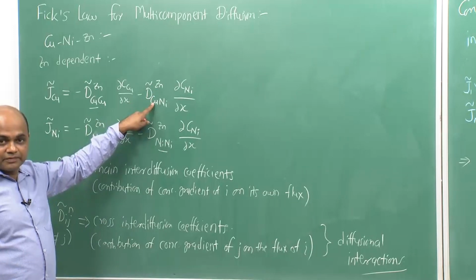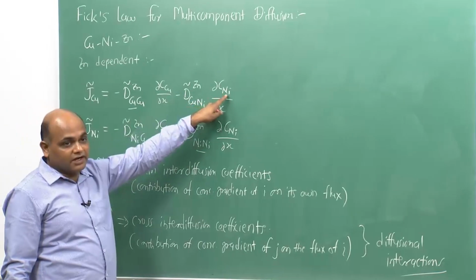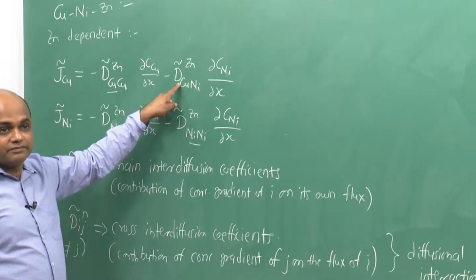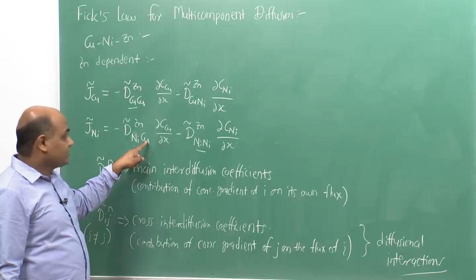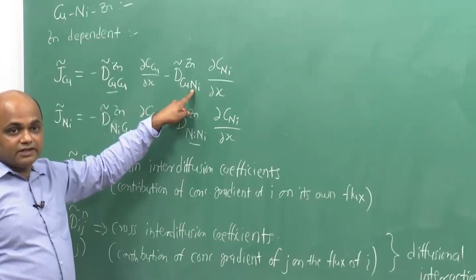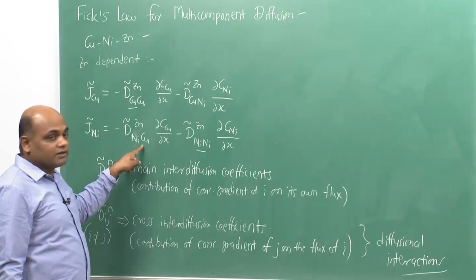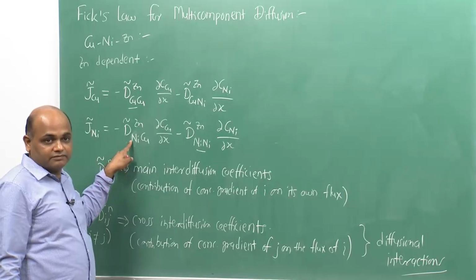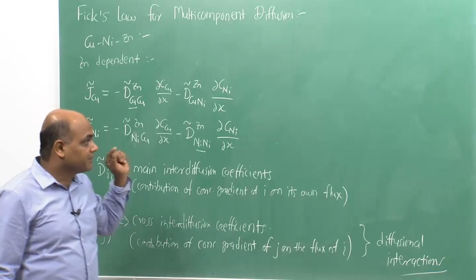So, these cross coefficients quantify the cross effects, meaning if we consider D copper nickel zinc term, when we use zinc as dependent, it means how the gradient of nickel is affecting the flux of copper. Similarly, D nickel copper indicates how the gradient of copper is affecting the flux of nickel. So, D copper nickel quantifies the interaction of nickel with copper, and D nickel copper quantifies the interaction of copper with nickel during the diffusion. Clear?